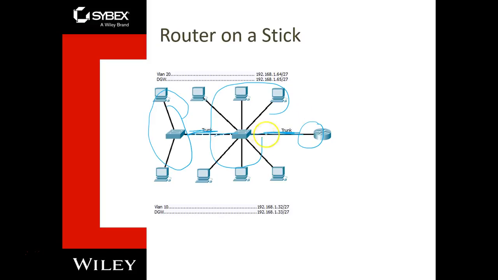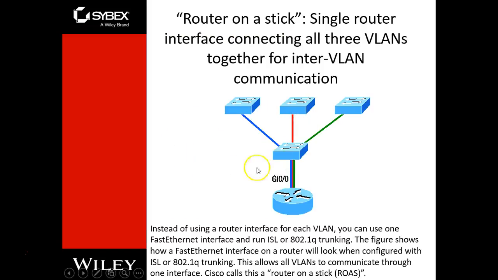So, router on a stick is what this thing is called, because instead of having a port, a NIC for every VLAN, we only have to have one port, one router port. And this is a better picture of that. We have the blue, the green, and the red, and they all go on a single wire, and it's going to be a trunk port.